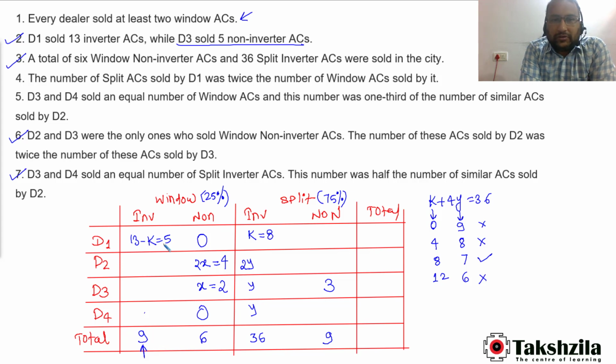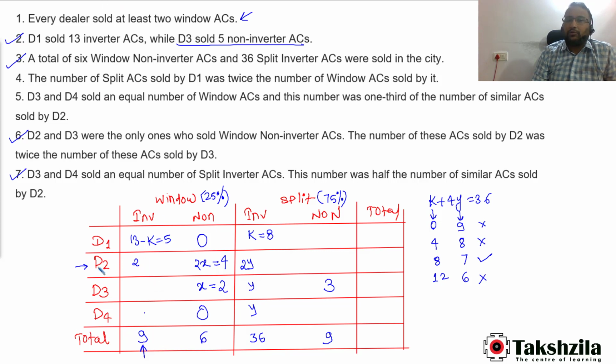After this, the next is, let's have a look at it. Statement number 5, D3 and D4 sold equal number of window ACs, and this number was 1/3 of the similar number of ACs sold by D2. So 1/3, it means the total window ACs sold by D2 should be a multiple of 3. So over here 4 plus which number is a multiple of 3? It can be 2 or it can be 5. It cannot be 5 because the total addition is supposed to be 9. 5 plus 5 becomes more than 9. So this number has to be 2.